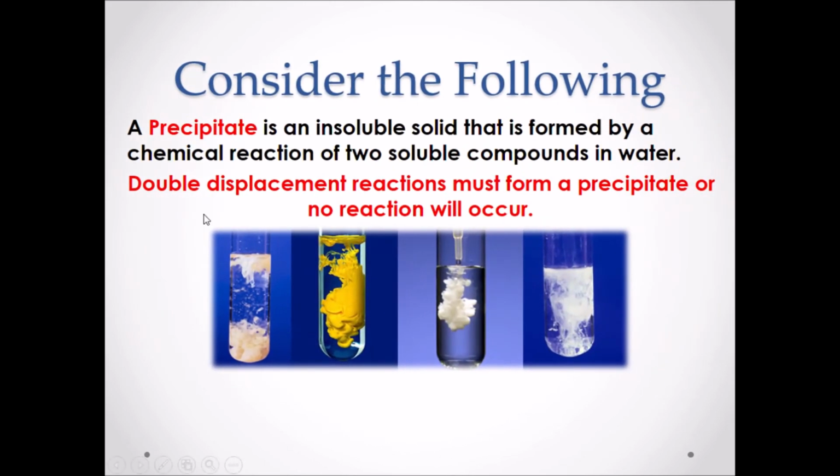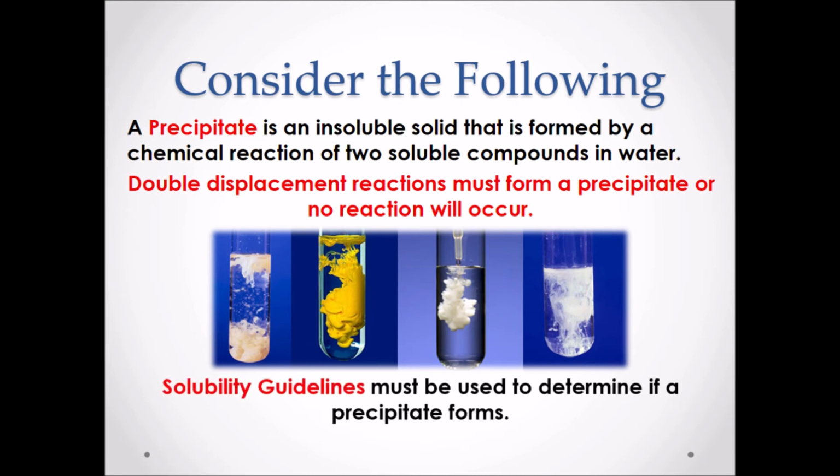Consider the following. A precipitate is an insoluble solid that is formed by a chemical reaction of two soluble compounds in water. What is important to note for double displacement reactions is that we must form a precipitate in a double displacement reaction, or this reaction will not occur. In order to determine if a precipitate is formed, we have to use solubility guidelines.